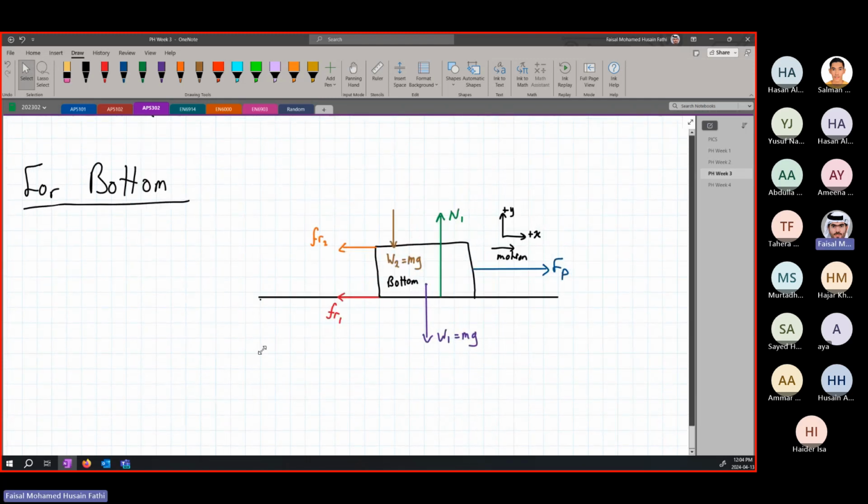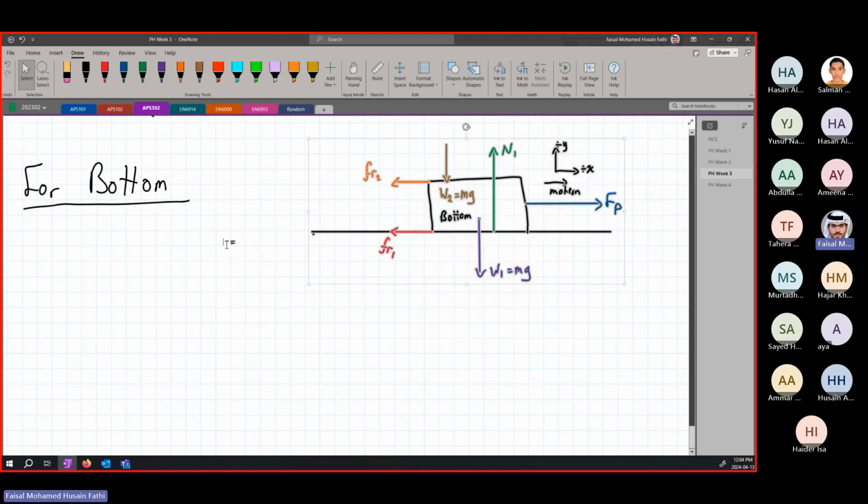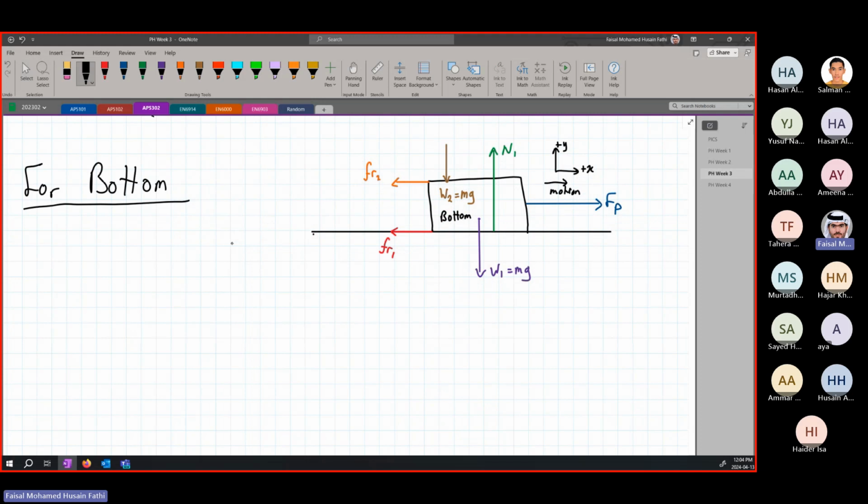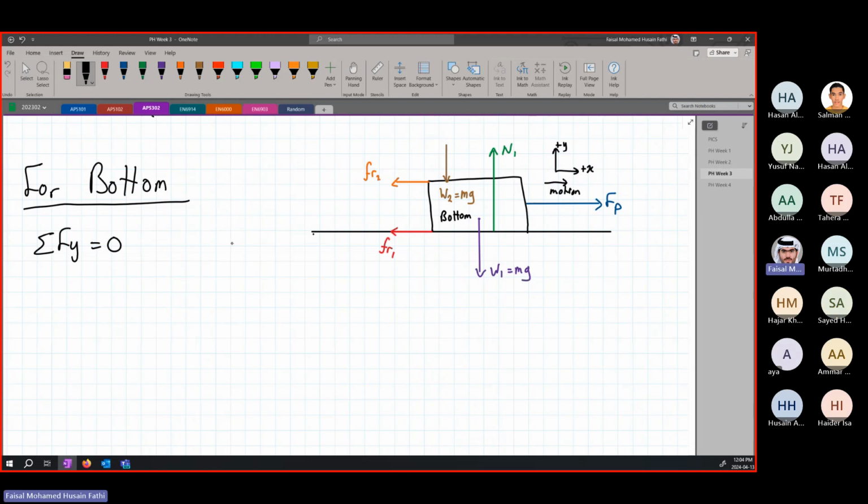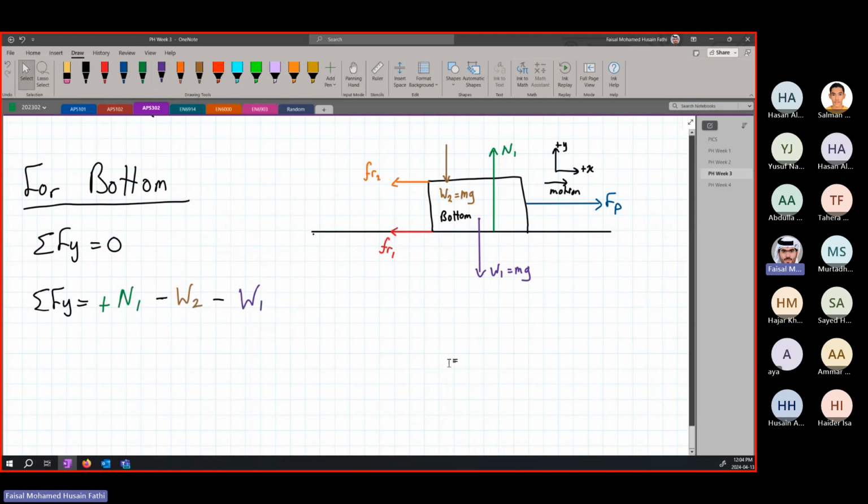So this is what we have for the second one, for the bottom. We know that we have sigma Fy equals 0, obviously. So let's analyze it one by one. Sigma Fy is equal to, what do we have upwards? N1 minus W2 minus W1, because these are both pointing downwards, all right?